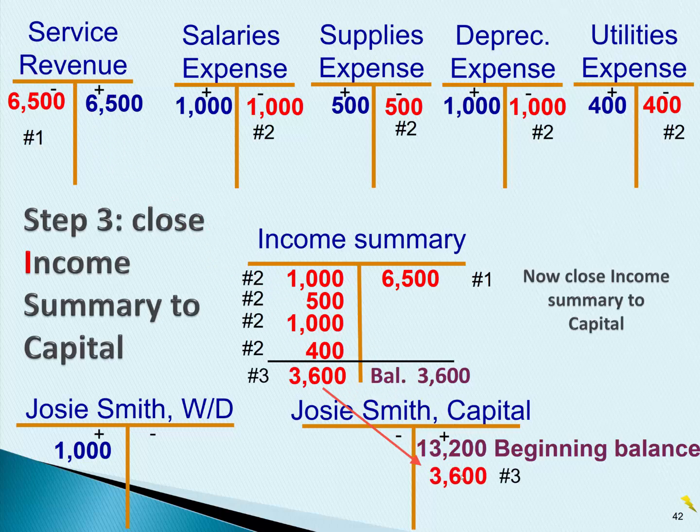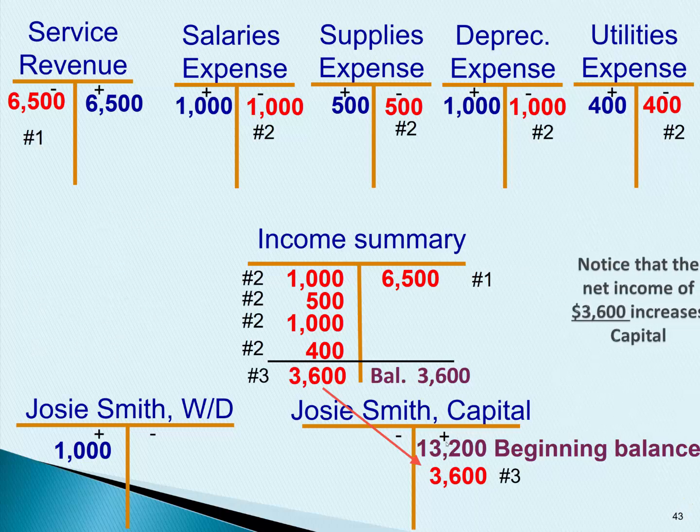So there's two ways you know that you need to put this $3,600 on the credit side. For one, the closing entry for step 3 is we got a $3,600 debit, so we know we had to have a credit for the other step. And we know also that this $3,600 represented net income because revenues were greater than expenses. And how does net income affect capital? Does it make it go down or does it make it go up? Well, it makes it go up. So that's another reason we knew we had to put it on the plus side.